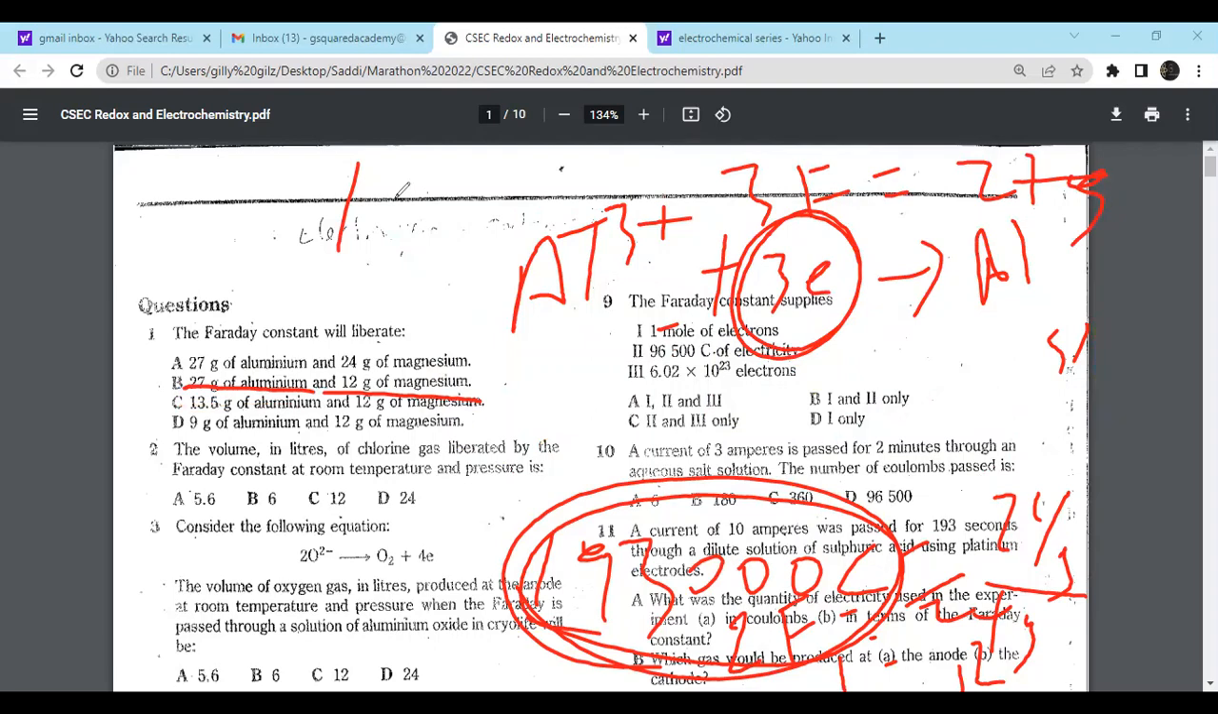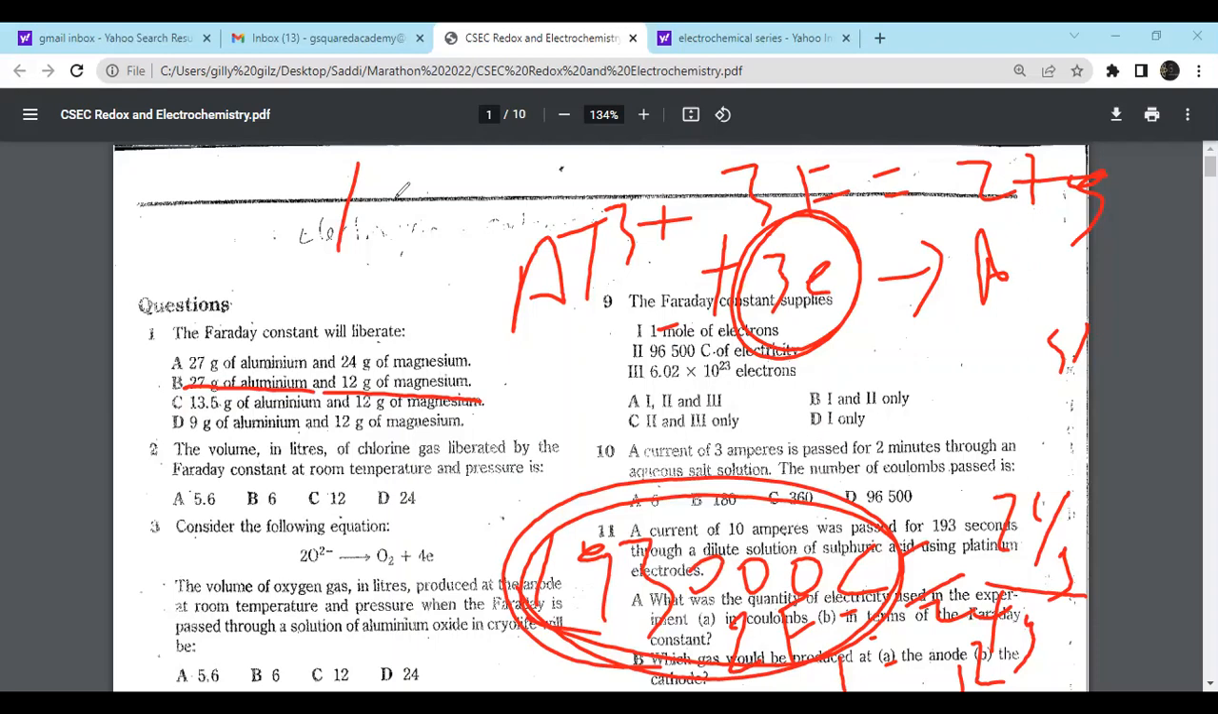Let's look at C. 1 Faraday would produce 13.5 grams of aluminum. That is also not right, because 3 Faradays would produce 27 grams, and therefore half of that, 13.5, would be produced by 1.5 Faradays.